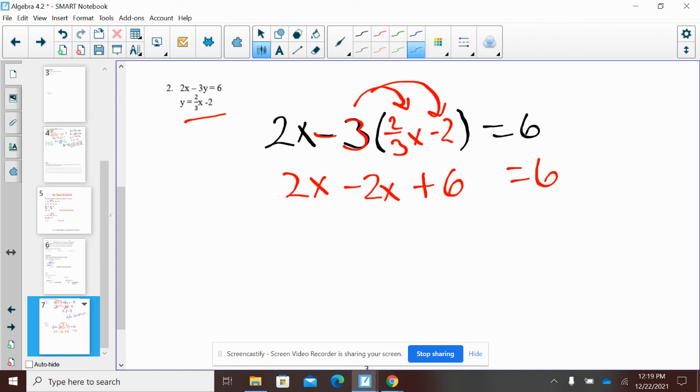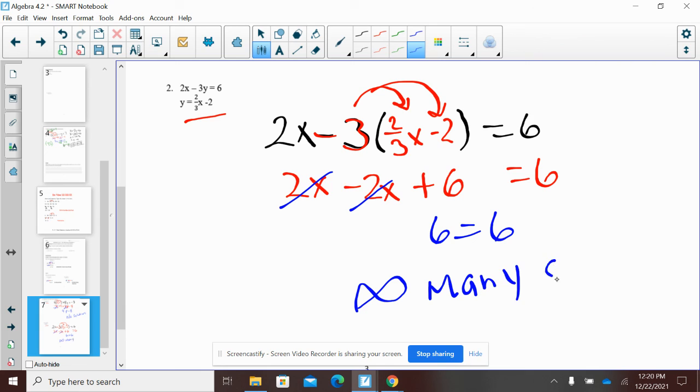Okay. Now that I've distributed, I'm going to look for like terms. I see the 2 has an x and the negative 2 has an x. So 2 minus 2 is 0. So we have 0 x's. We're left with 6 is equivalent to 6, which is true. Therefore, we have infinitely many solutions.